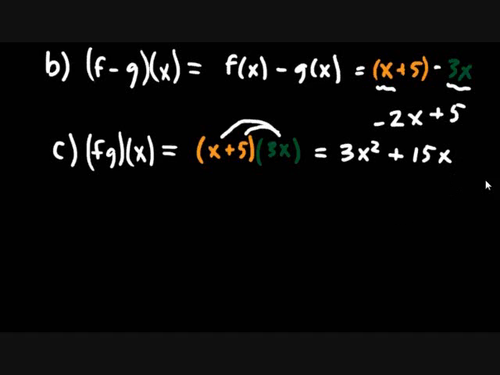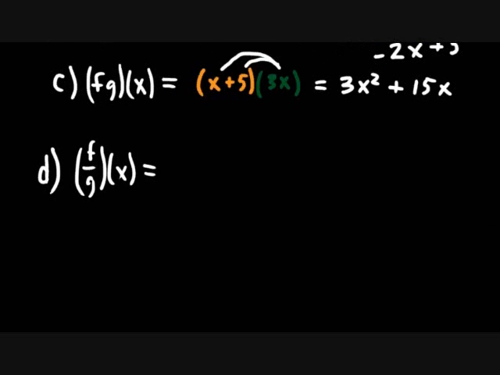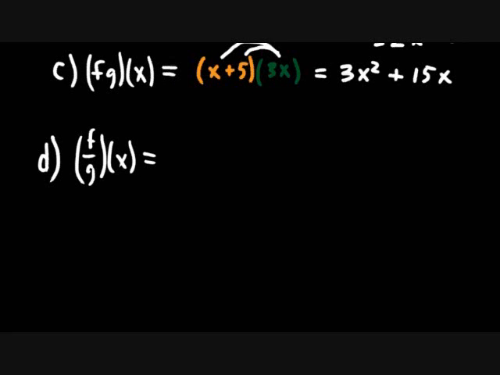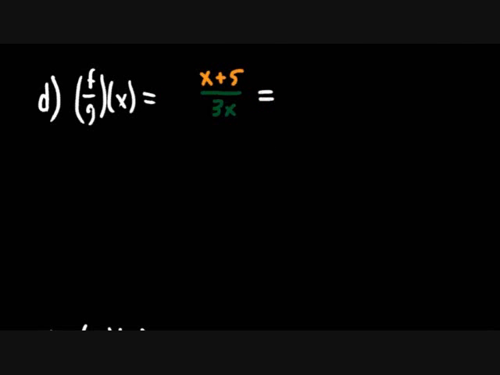And that's our answer. For part D, the quotient of f and g of x, that's the same as saying f of x divided by g of x. So all we need to do is substitute the different equations in for f and g. So we get x plus 5 over 3x. And we can simplify this if we divide x by 3x and then divide 5 by 3x. The x's cancel out in the first term, so we're left with 1/3 plus 5 over 3x.